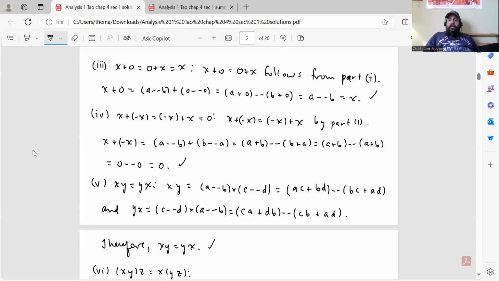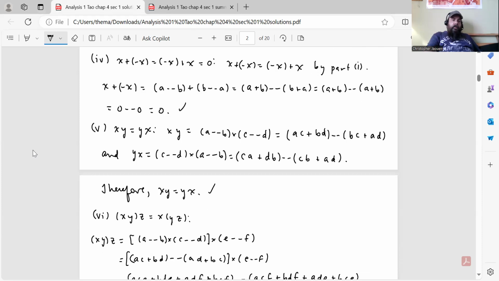Part 4, show the existence of additive inverses. And again, we don't have to show the commutative part because we already know that addition of integers is commutative. So I just show that x plus minus x equals 0. So start with x plus minus x, that's a minus minus b plus b minus minus a. And then just using the definition of addition, that's a plus b minus minus b plus a, which is the same thing as a plus b minus minus a plus b. That's the same equivalence class as 0 minus minus 0, which is equal to the 0, the additive identity in the integers.